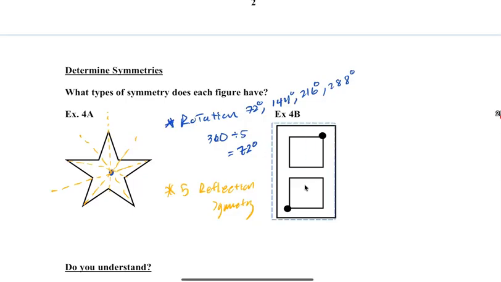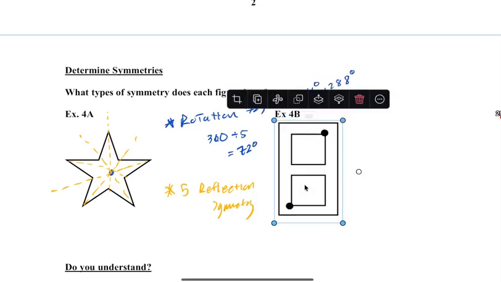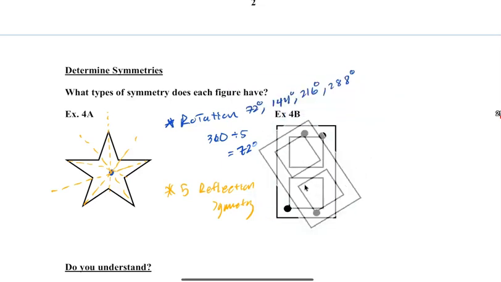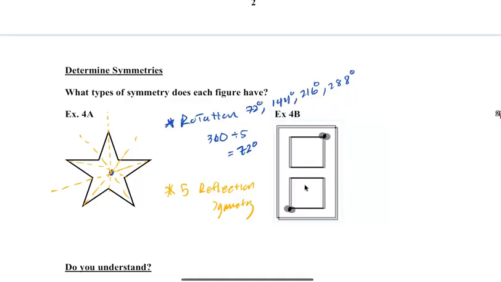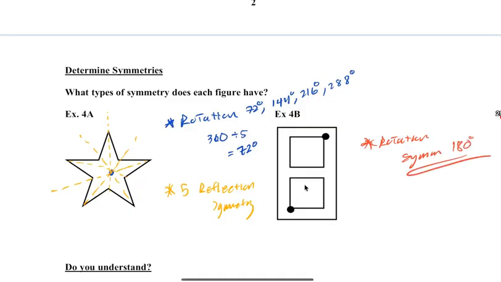How about rotation symmetry? If I rotate it upside down, will it work? And if I do this, not the same. Look at that. It's the exact same thing. So it does have rotation symmetry of 180 degrees, right? Flip it upside down. So that's rotation symmetry. That's the video.